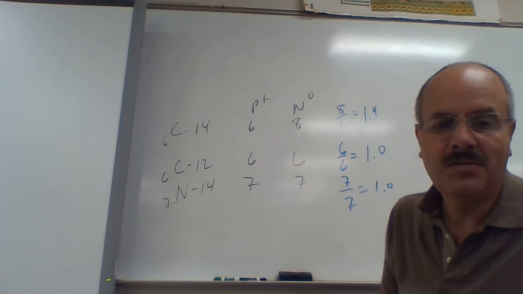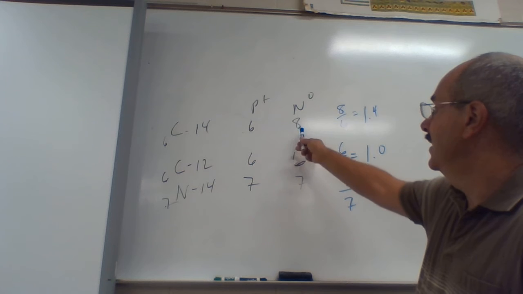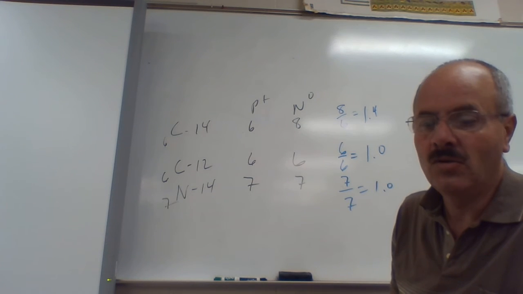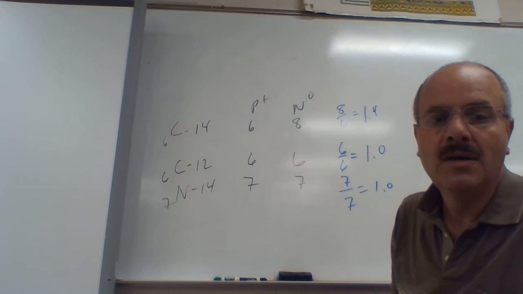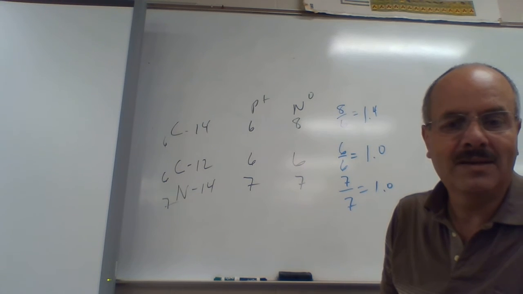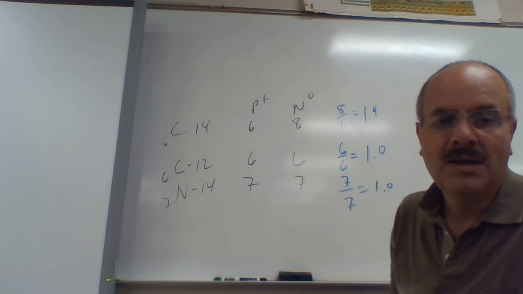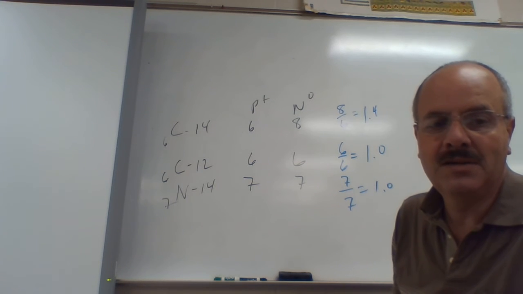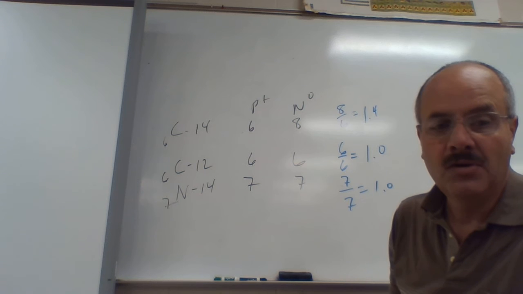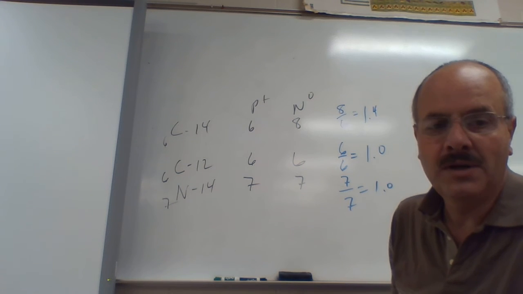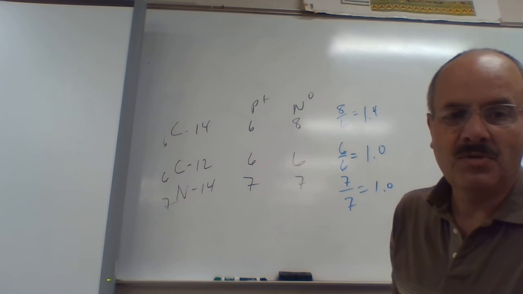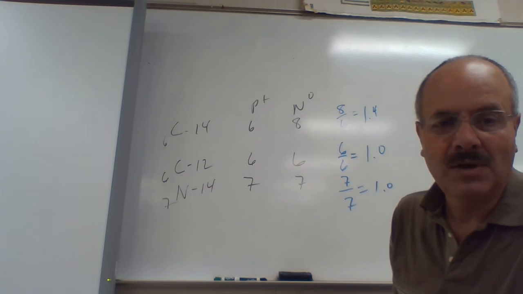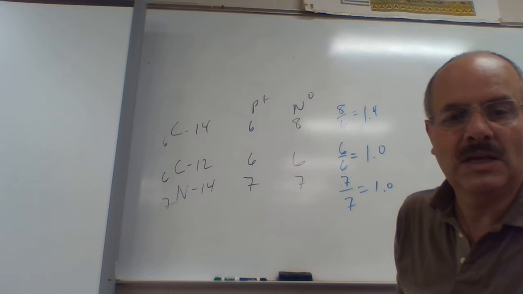So in order to figure out if something is stable, you take the neutrons divided by the protons. For the lower elements, 1 through 20, if it's 1 or less, then it's stable. If it's significantly greater than 1, like the 1.4, then it's radioactive and it's going to decompose. Now, if we go up to the higher elements above number 20, then the ratio is 1.5. If you get 1.5 or less, then it's stable. If it's greater than 1.5, then it's unstable.